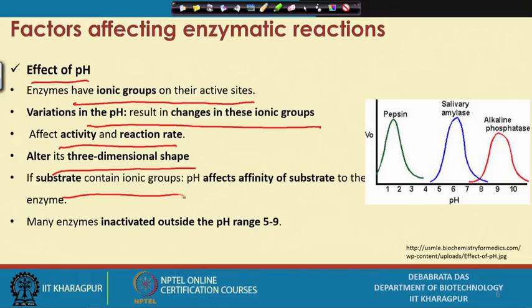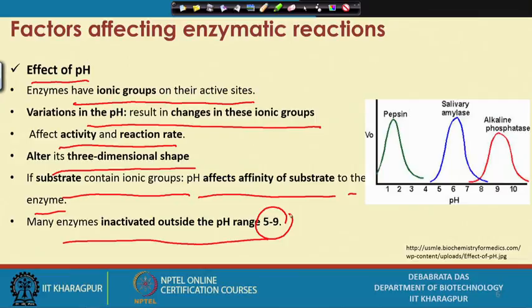If the substrate contains an ionic group, the pH affects the affinity of the substrate to the enzyme, and many enzymes are inactivated outside this range, 5 to 7. This is the range.